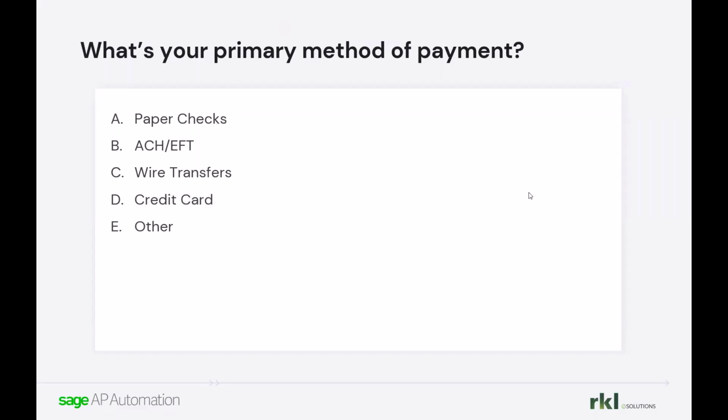Ooh, 71% paper checks. What's going on, folks? Come on, we're in 2022. Just kidding, it's okay. I'm not here to shame you. Interesting. So a lot of paper checks still, and then of course second place ACH and EFT, which is great.